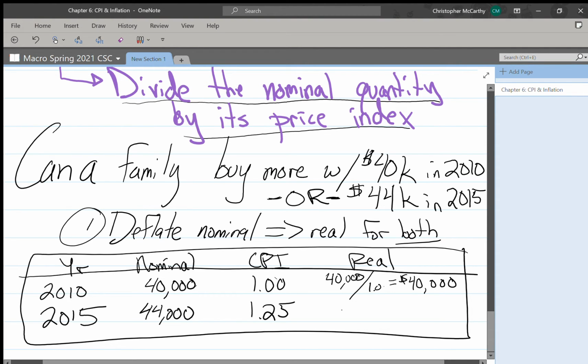Well, again, we're going to a base of 2010. And how do we do it? We divide the nominal quantity by its price index. So we take that 44,000 bucks, we divide it by 1.25, and what do we end up with? I saw some of you using your calculators. Good job. Some of you don't care, which is interesting to me. And you end up with $35,200. So they cannot buy more with the $44,000 given what the price level did in those interim 5 years.